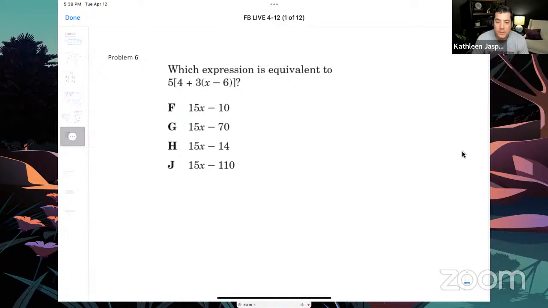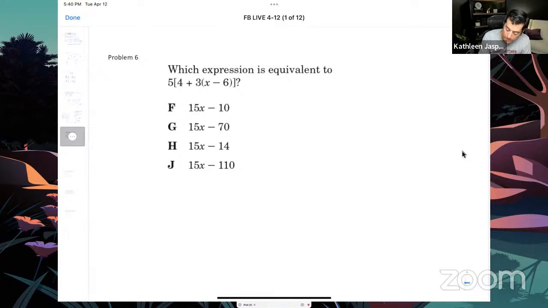Problem 6, which expression is equivalent to this? Again, something that everybody's going to see are expressions like these, and you have to know how to break them down. You have to know how to simplify them. You need to know how to solve them, or you need to know order of operations. No matter what test you're taking, you're going to come in contact with a problem like this. So first thing we got to do is rewrite it, because we can't do anything while it's on the screen.